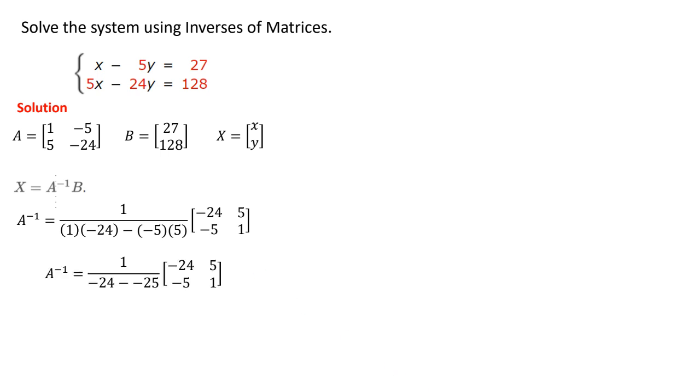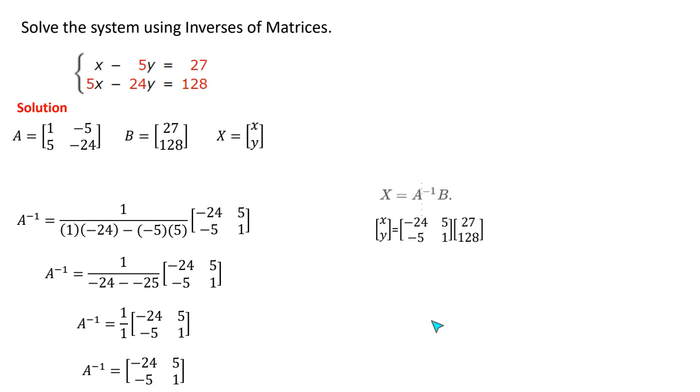If we simplify, 1 times negative 24 is negative 24, and then we have minus negative 25. Simplifying further, negative negative is positive, which ends up with a 1. And 1 times the matrix is itself. So now we have our inverse, and we can set up our formula: our inverse times B.